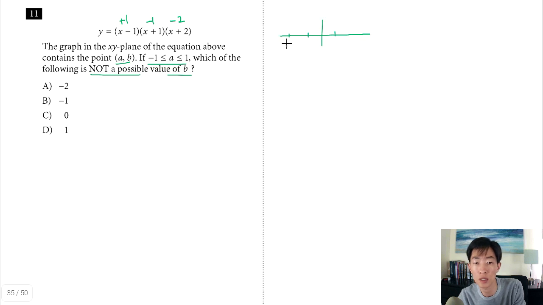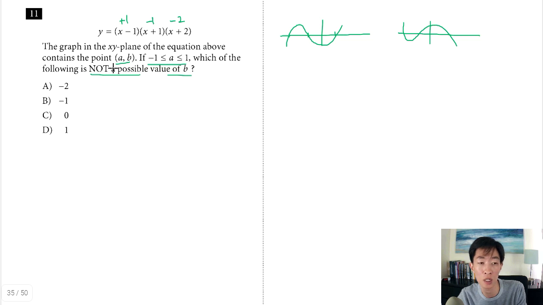So it can either look something like this, or it could be in reverse, and it may look something like this. So this is what you probably learned in school. You can take test points and see when it's positive and when it's negative. Now, if you didn't know any of that, that's okay.